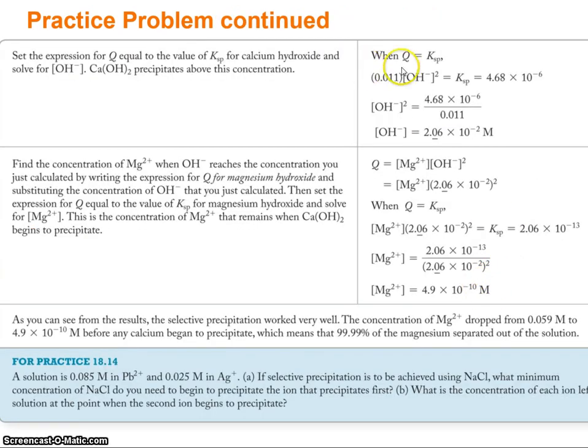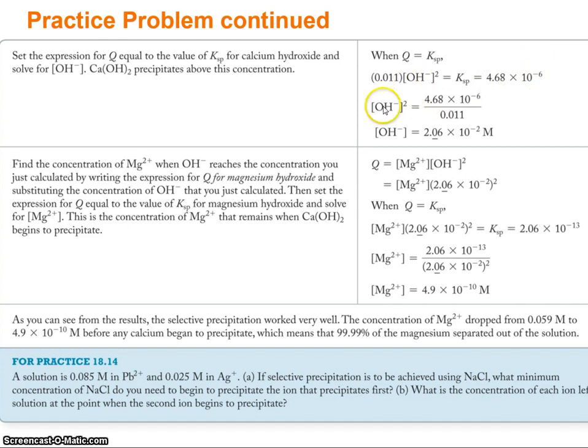We set the expression for Q to be equal to K. So that's that threshold value, right? So when Q is equal to K, then we'll start to see the precipitate happening. If it goes over that, Q becomes bigger than K, precipitate forms. So Q is equal to K, and K was 4.68 times 10 to the minus 6.